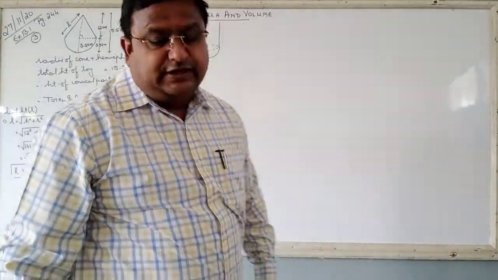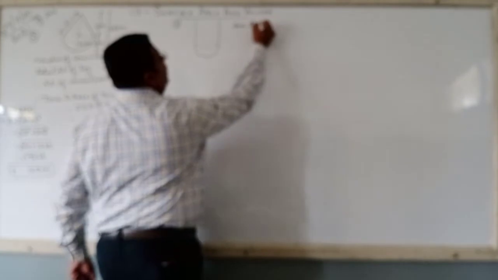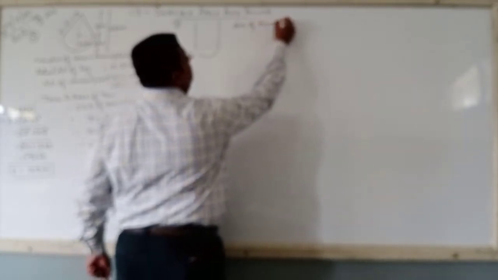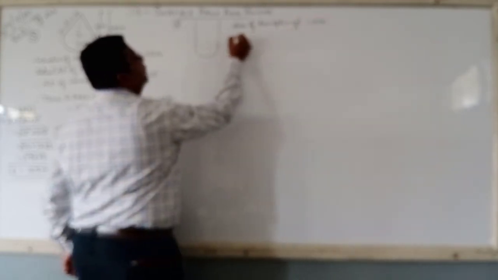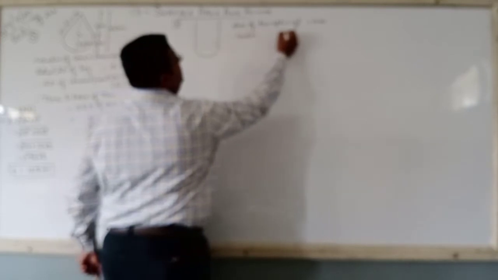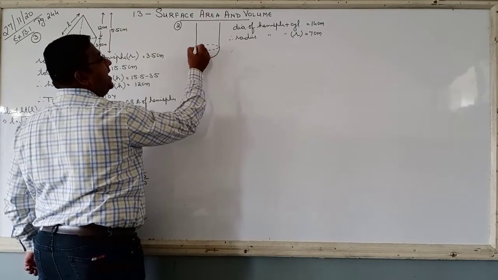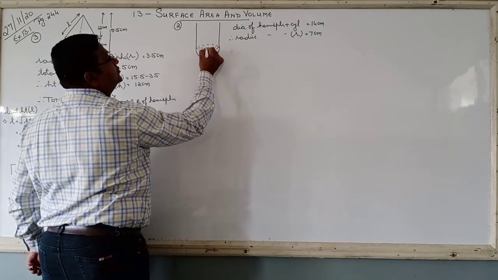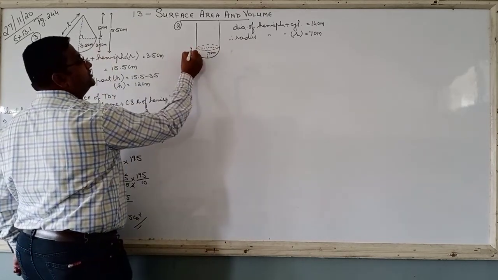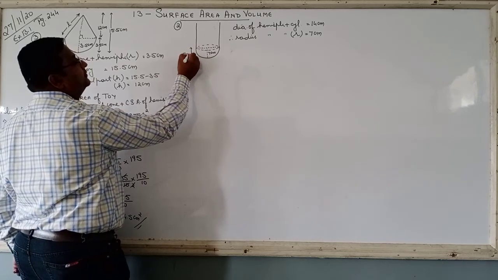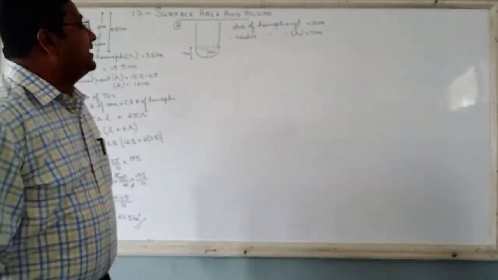He says the diameter of this hemisphere is 14 centimeter. Diameter of hemisphere and cylinder is equal to 14 centimeter. So therefore the radius of cylinder and hemisphere will be how much? 7 centimeter. This diameter is 14, so radius is 7. Right? That means the radius of this hemisphere is 7 centimeter.